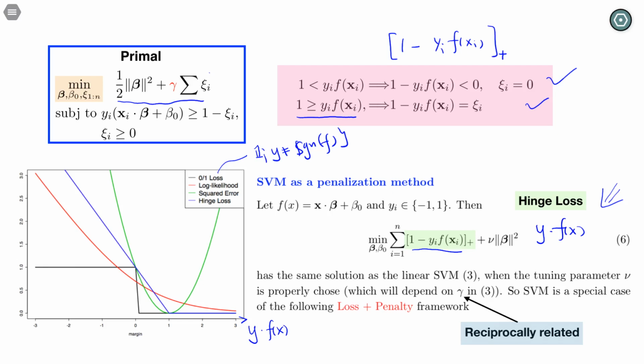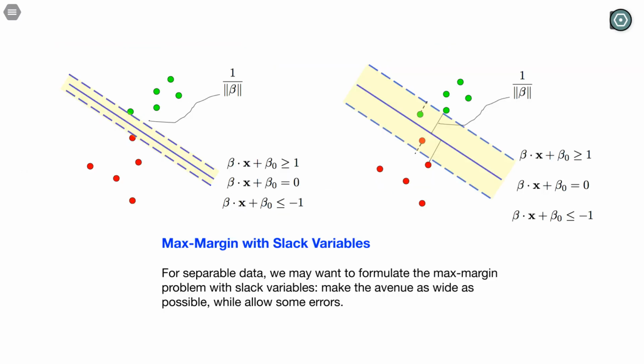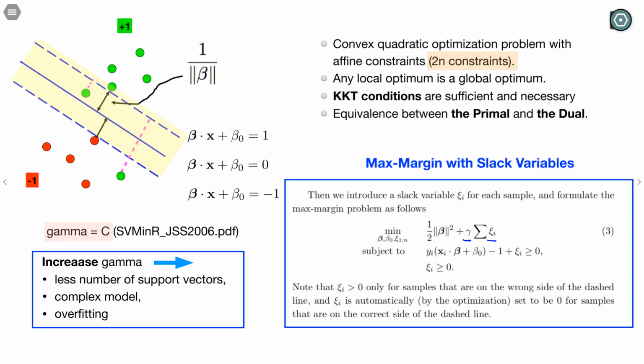So SVM can be viewed as the ordinary loss plus penalty framework, where we use hinge loss measured over n observations, our function f is a linear function with parameters beta and beta 0, and we add a ridge penalty over beta. You can see the gamma and the nu are reciprocally related. So this is why, when gamma is getting larger, that means the penalty is smaller, so the model is getting more complex, and the resulting model tends to overfit the data.